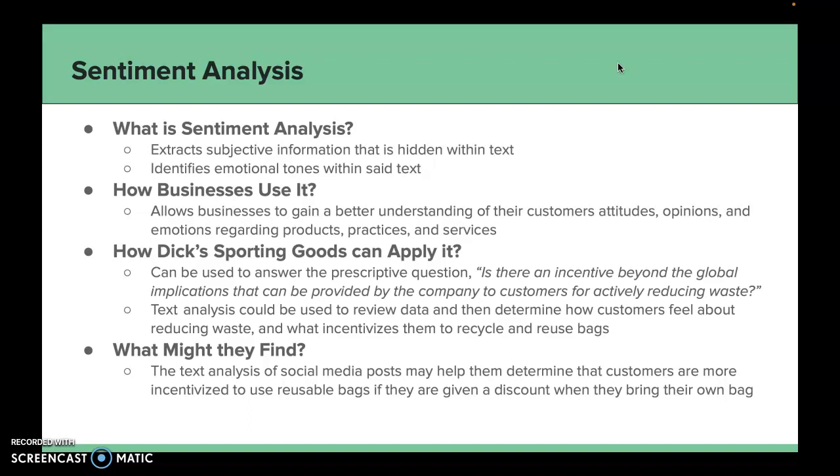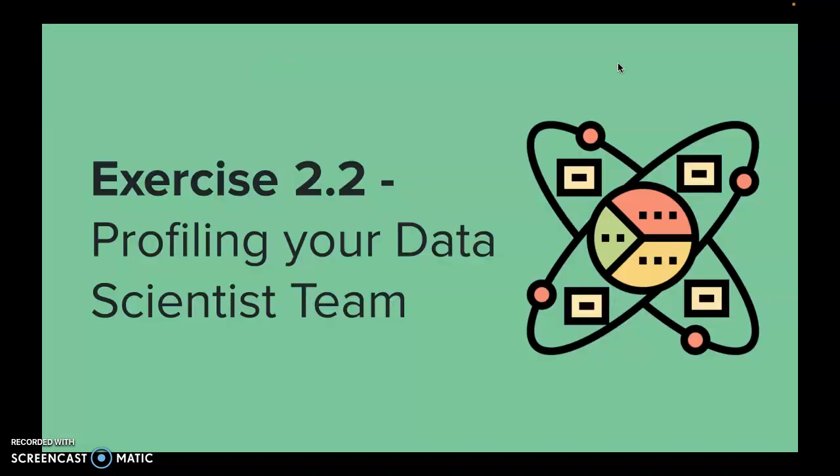And then what might they find? The text analysis of social media posts may help them determine that customers are more incentivized to use reusable bags if they are given a discount when they bring in their own bag.